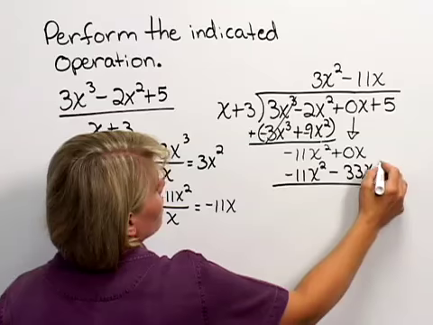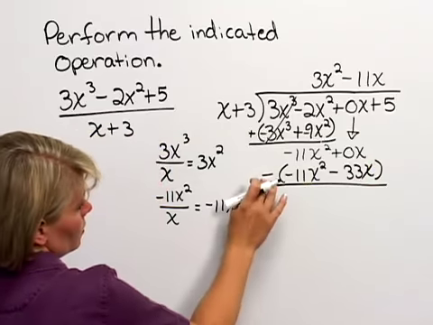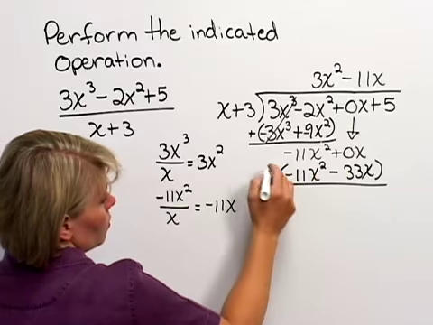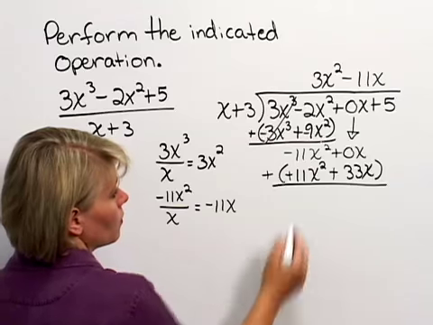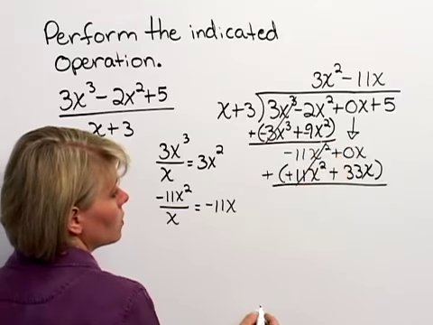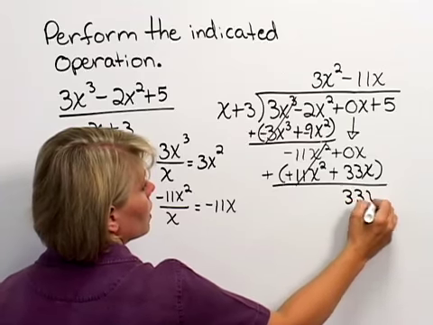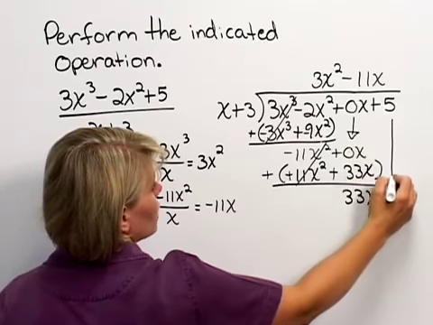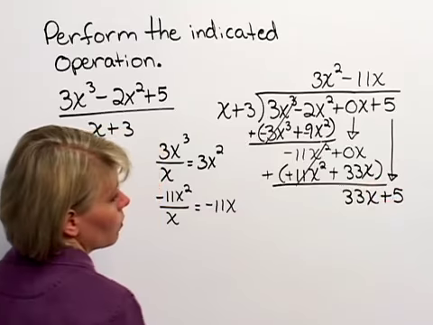Now you need a line, your parentheses, and we will subtract that. This subtraction needs to be distributed through, so it will change the signs of everything across there, and that'll make those cancel out. 0x and 33x is 33x, and then finally carry down your next term, which is 5.